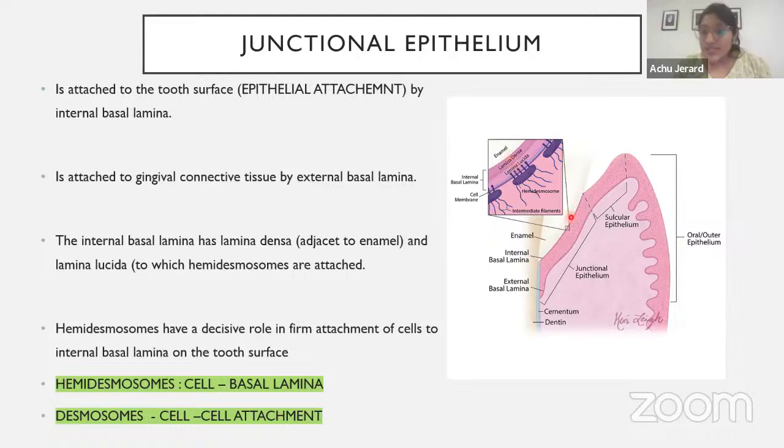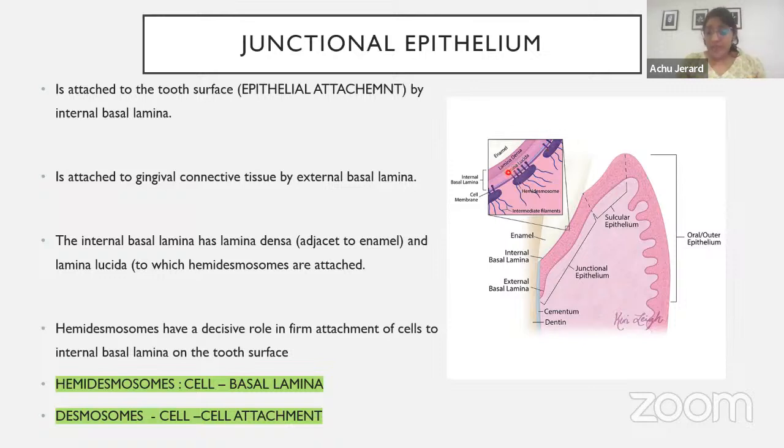So this is the enlarged view of this small portion of attachment. Okay, this is the internal basal lamina, this whole thing: lamina densa, lucida, hemidesmosomes. You have the lamina densa closer to the tooth. Then you have the lamina lucida to which the hemidesmosomes are attached. And then these hemidesmosomes are attached to this part of the basal lamina and then the other cells of the junctional epithelium. So that is how the hemidesmosomes have a very important role in the firm attachment of the gingiva with that of the tooth.